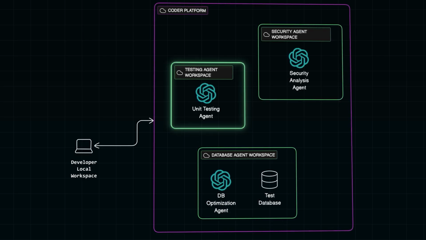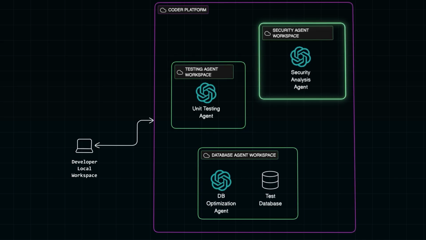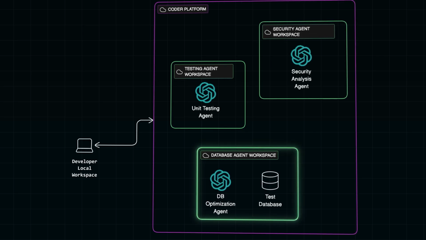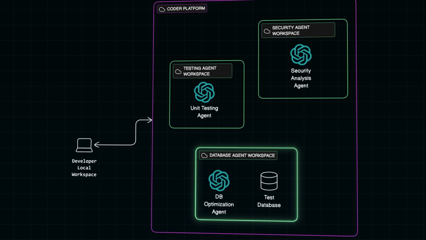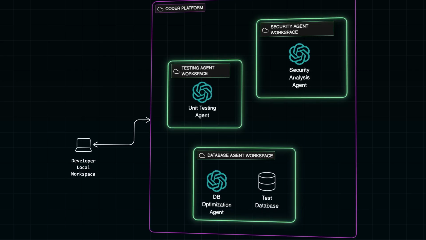The testing agent can run all the tests without slowing down your machine. The security agent can scan the code base without access to production credentials. The database agent can spin up test databases, run queries, and shut them down without affecting anyone else, and you can keep working on your own workspace while all of this happens in parallel.